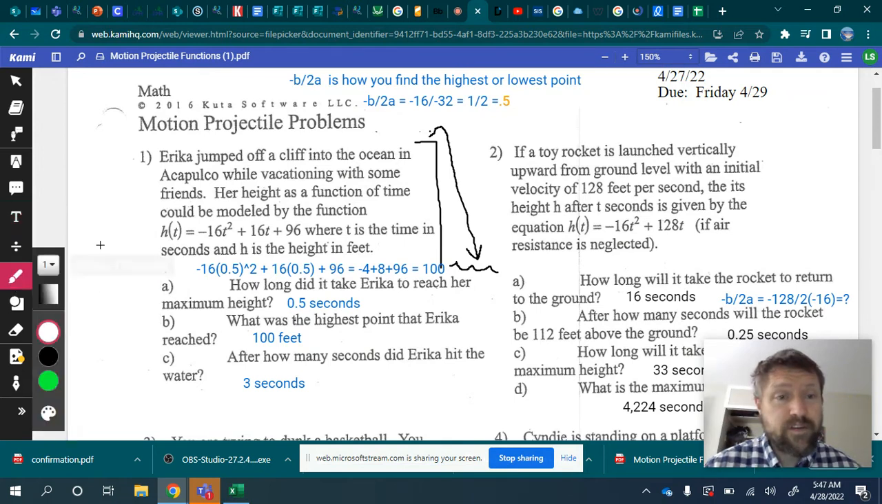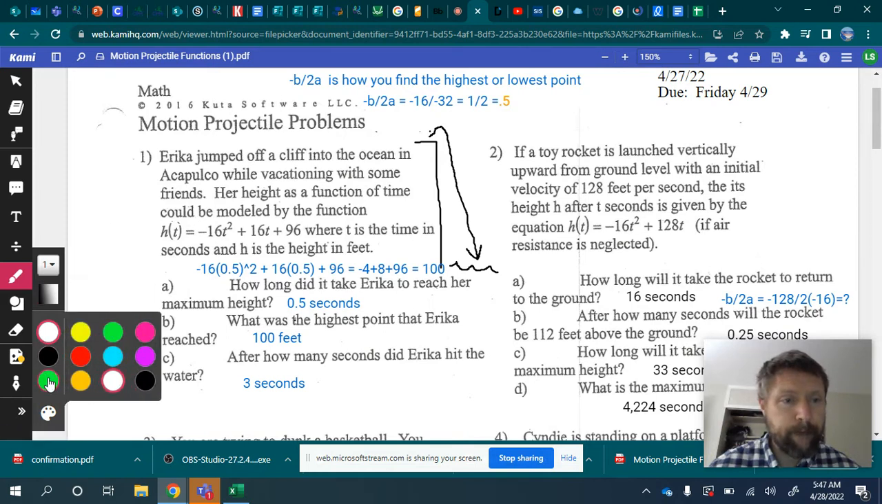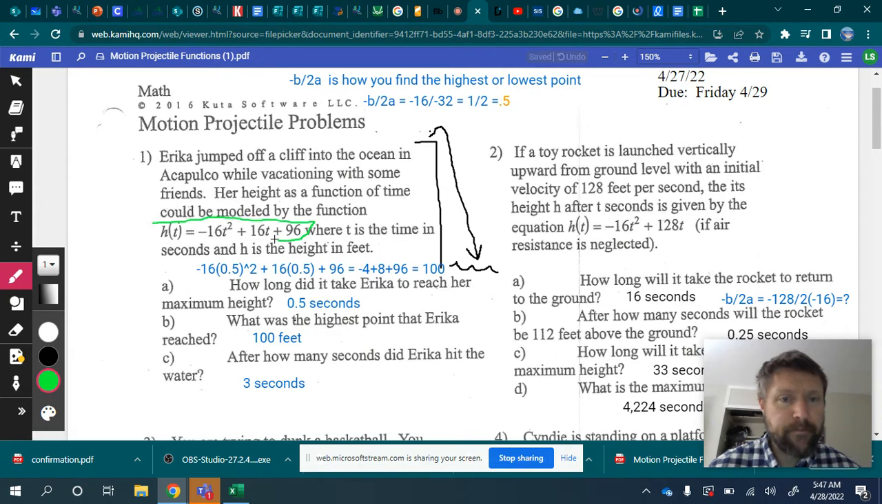I'm going to circle the quadratic on this question right here. There it is in green. So yesterday, the first thing we did was find the vertex of this path that she took.